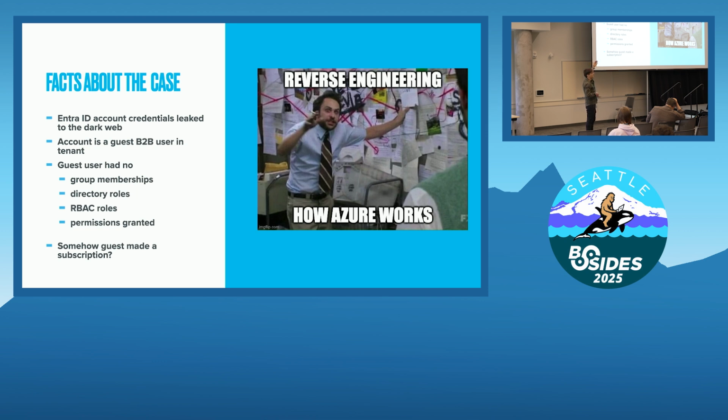Then I confirmed, going through what permissions this guest had, and as far as we could tell, the guest had no special permissions. It wasn't a member of a single group. It hadn't been assigned a directory role, and it had no RBAC roles. No other permissions granted. So how was the guest able to make a subscription?